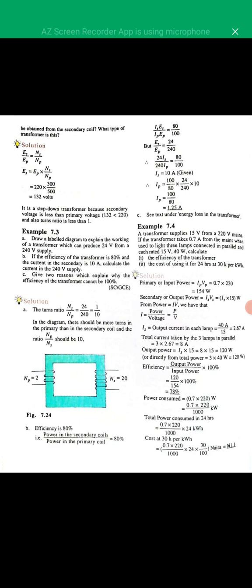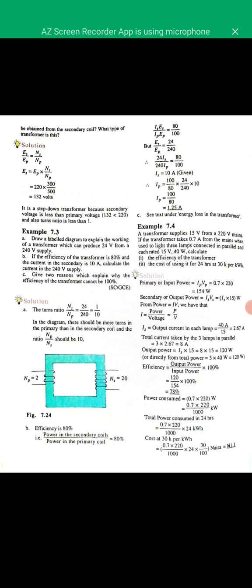Okay, so let's start with the first one. Now before you draw the diagram, you have to calculate the turns ratio. So you can use the formula we used in example 7.1, number of turns in the secondary over number of turns in the primary, which is the turns ratio, equal to the voltage in the secondary over the voltage in the primary. But since we're dealing only with the turns ratio, we have number of turns in the secondary over number of turns in the primary, and that should give us 24 over 240, and that is 1 over 10, which is 0.1, and that is a step down transformer.